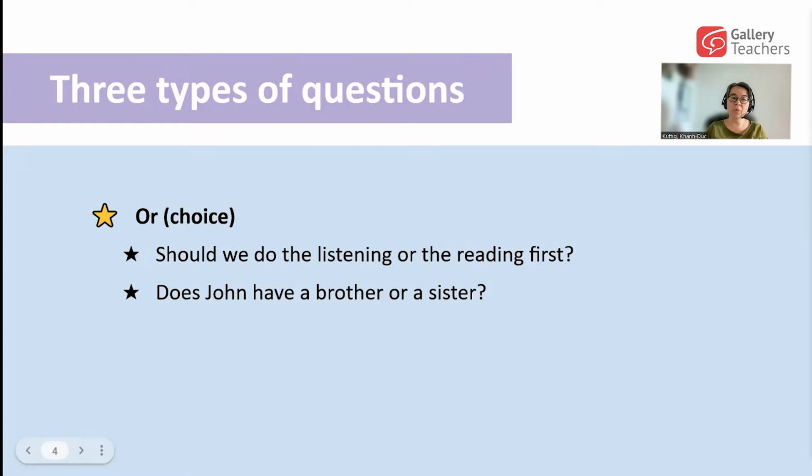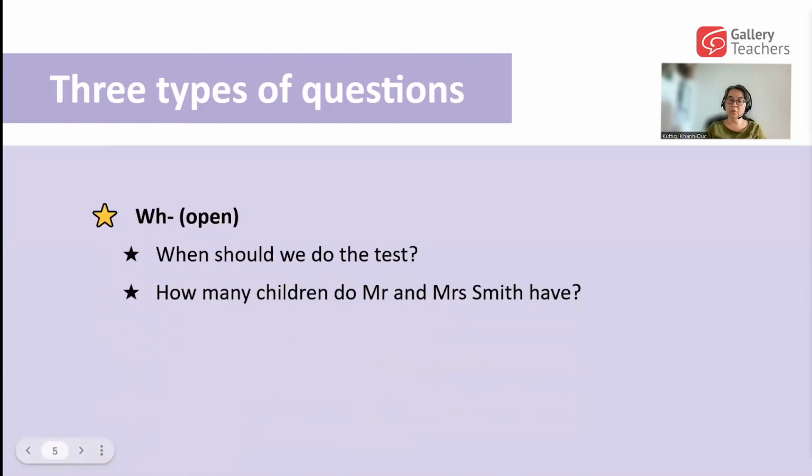You're familiar with the other type of question, which is the WH, or also known as the open question. As a real authentic classroom question, you could give your students a choice in when to do a vocabulary test, for example, and you could say something like, when should we do the test? You could also ask your students an open question based, again, on some work they've done in class. For example, how many children do Mr. and Mrs. Smith have?